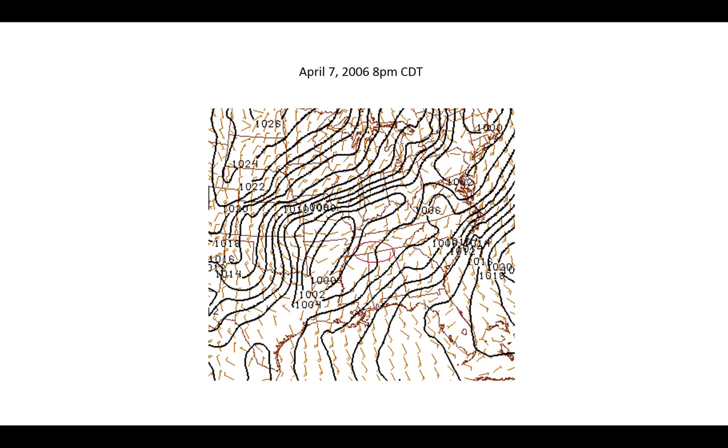I want to move on now to an example. This is April 7th, 2006. This was actually a high-risk event. February 5th, 2008, the previous one, Super Tuesday, was a high risk as well. But this was a high-risk event that did not pan out very well. This is actually one of the lesser high-risk events that I know of personally.